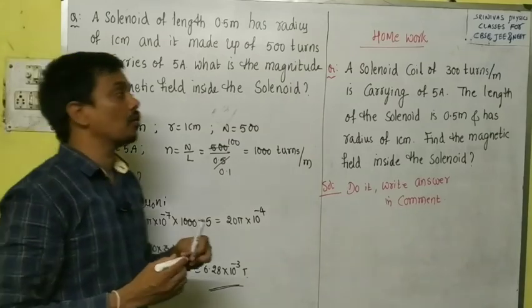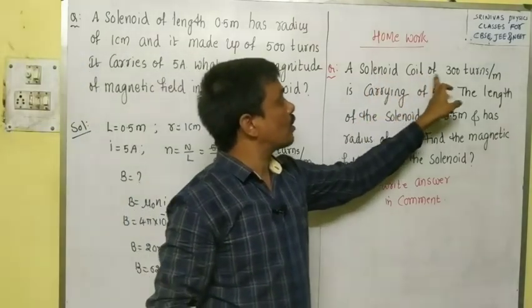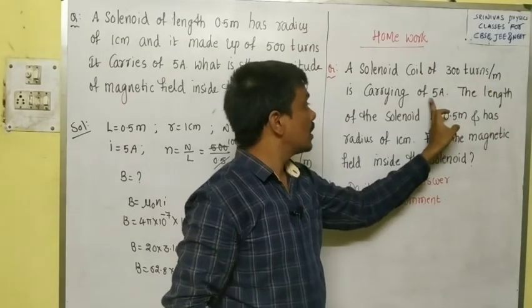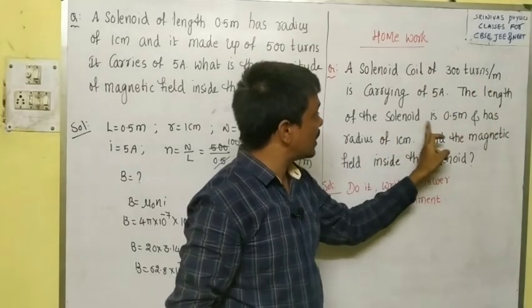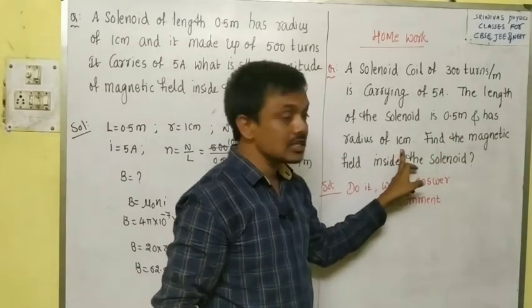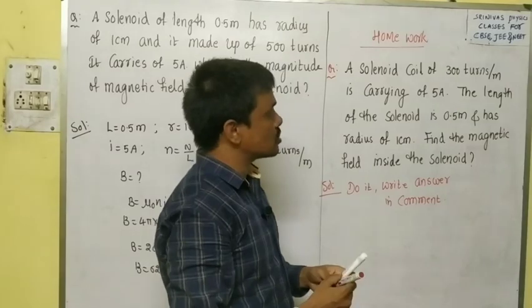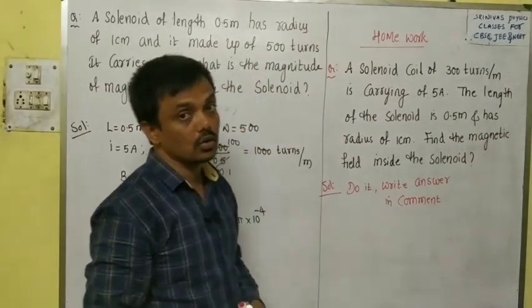And I am giving one similar problem as homework. A solenoid coil of 300 turns per meter, the number of turns per unit length is given, and the current is given. The length of the solenoid is 0.5 meter and the radius is 1 centimeter. Then they are asking to find the magnetic field inside the solenoid. Then you can use the same formula and solve it.